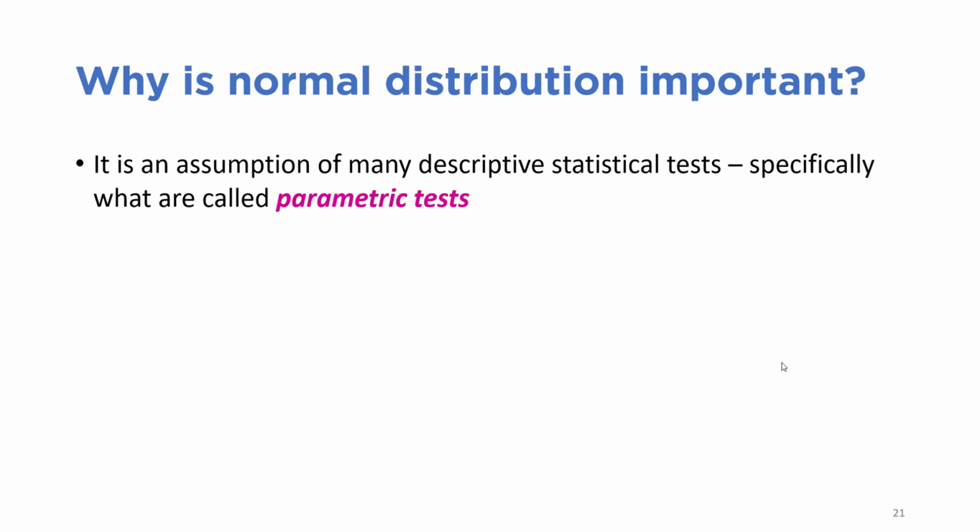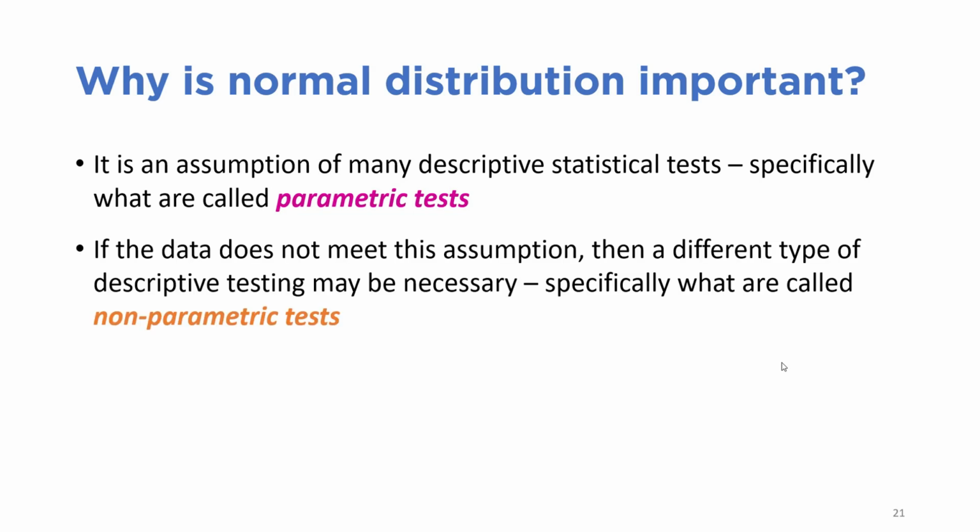So why is the normal distribution important? It allows us to do descriptive statistical tests, and it is sort of the standard assumption for all of those. So when we do these parametric tests, when we're working with mostly continuous data, all of those tests are based on the assumption that the data are normally distributed.